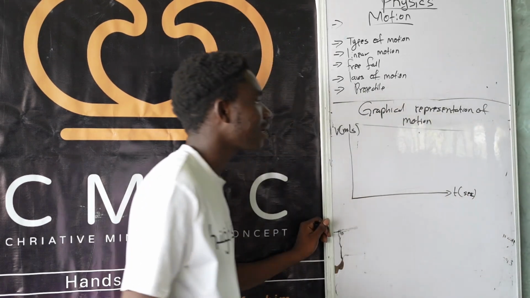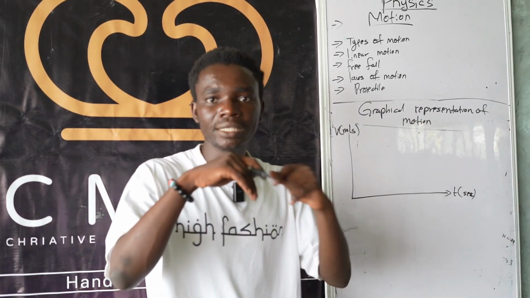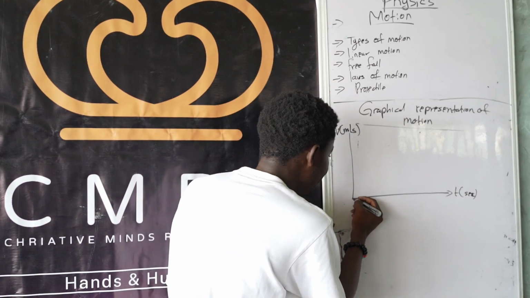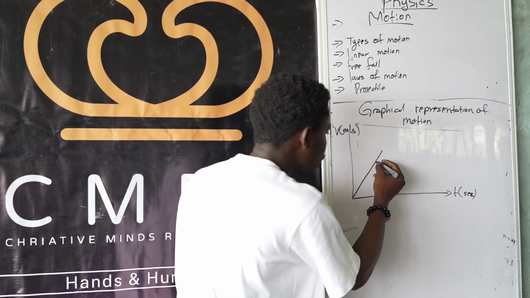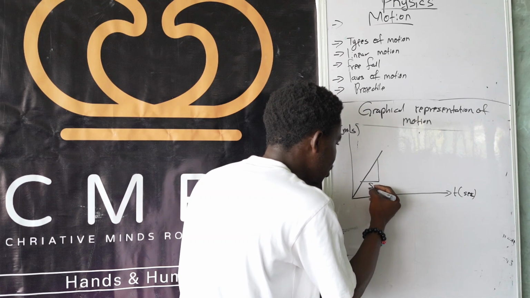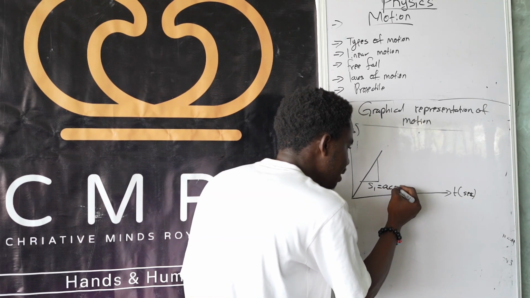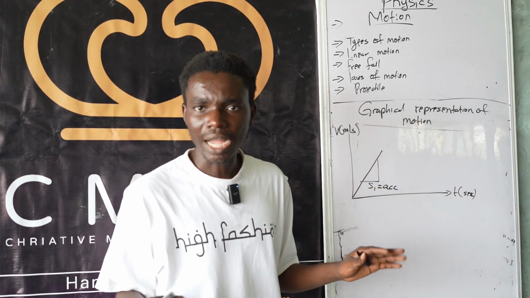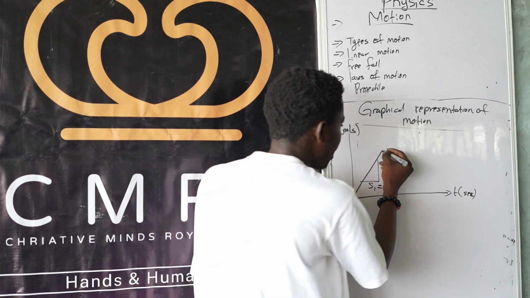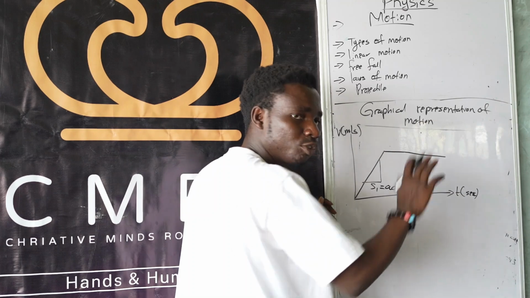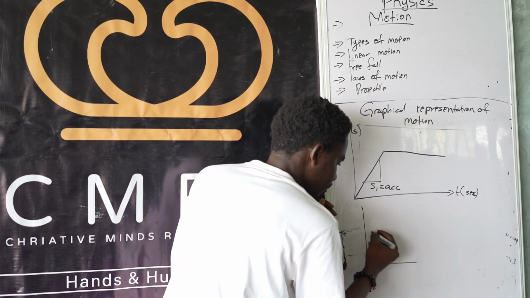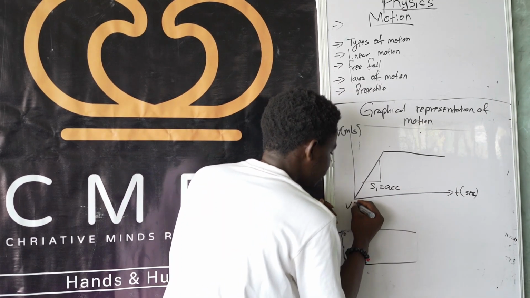Now, look at this one. I'm going to make it a combined graph. If you have a straight line like this, the slope of this place, let's call it slope 1, is going to be acceleration. Are you with me? Now, if you have a straight line graph like this, if I draw it separately, this is how it's going to look. Like this.